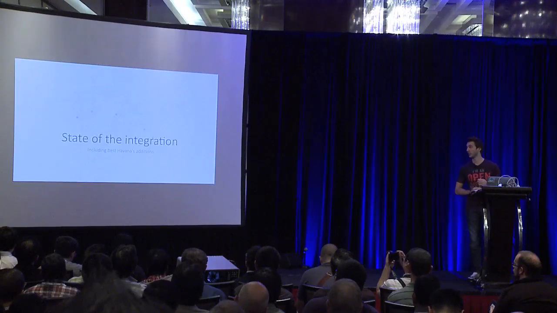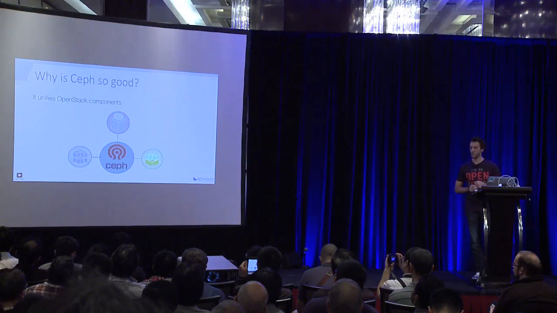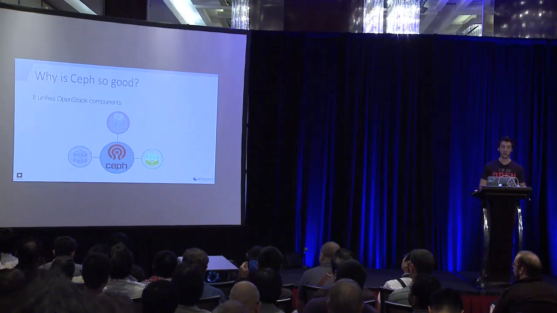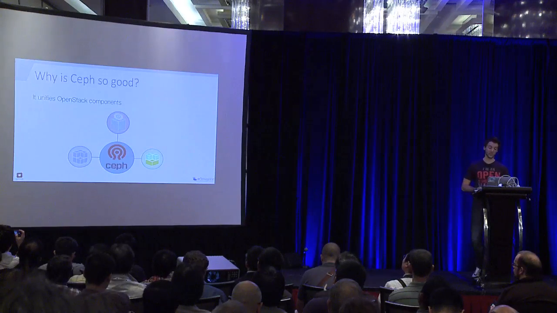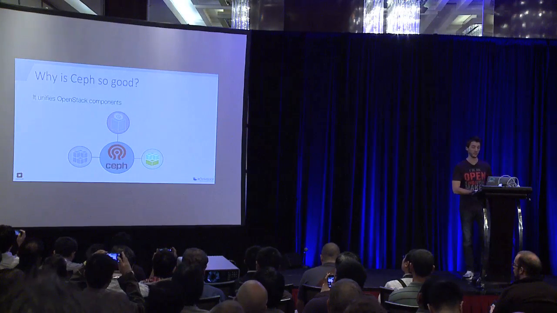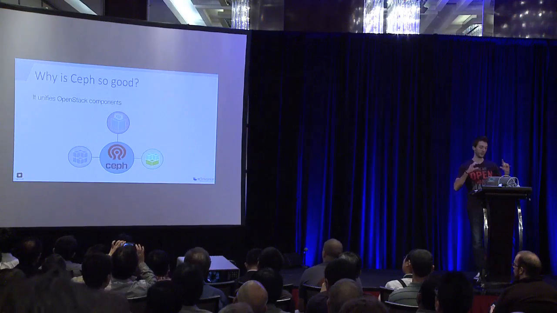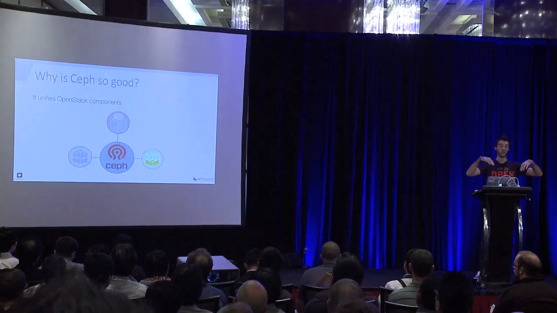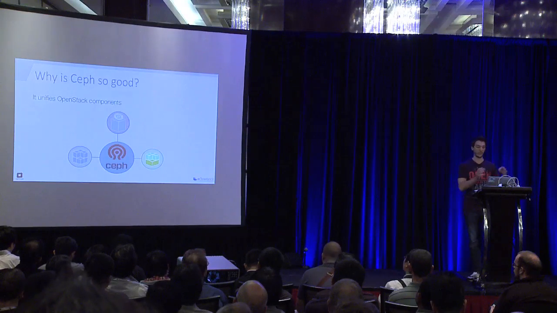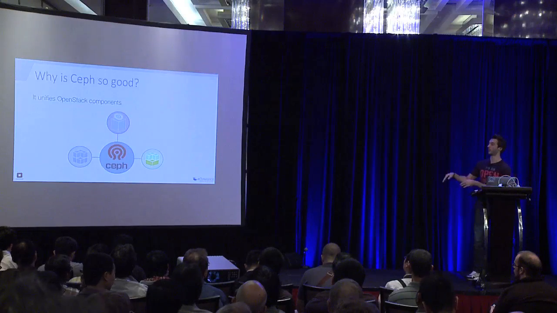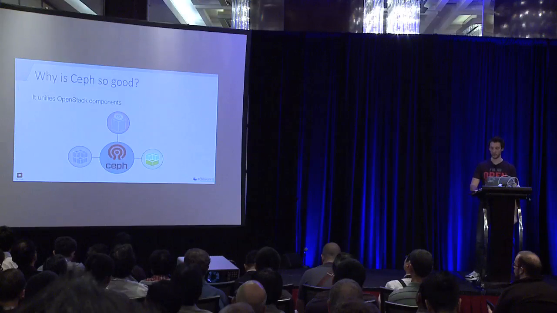Now let's dive into the state of the integration into Havana. So basically, what makes Ceph so good with OpenStack is that it unifies all the components. Originally, it was present in Glance, and then in Cinder, and recently in Havana. So you just have this really single layer of storage, and all the components are plugged into it, which is quite good, because you don't need diverse storage solutions for one component or another. You just have the same abstraction for storage, and that's quite good.